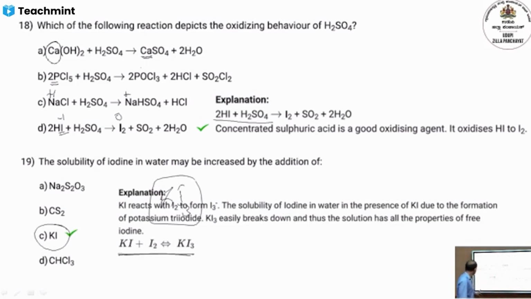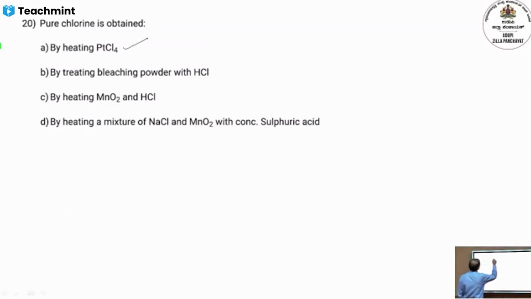And the next question is, pure chlorine is obtained. What is the method of obtaining pure chlorine? Pure chlorine is obtained either by heating PtCl4, or by treating bleaching powder with HCl, or by heating with MnO2 and HCl. One of the methods of preparation of chlorine, if you remember, is by heating a mixture of NaCl and MnO2 in the presence of concentrated sulfuric acid. And by knowing the method of preparation of chlorine, we know that it is by heating MnO2 and HCl.